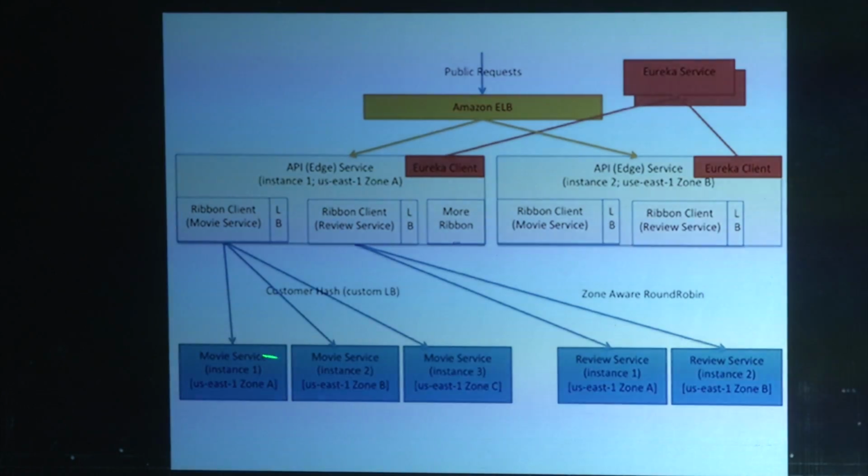zone ABC. If it's just a regular load balancer, it's just round robining across the 3 machines. And this one is zone aware, so it knows whether it should go to zone A or zone B. You see? You can control it. It's got a bunch of different options. And then you're using the Eureka service to populate the information in here about where all these machines are.